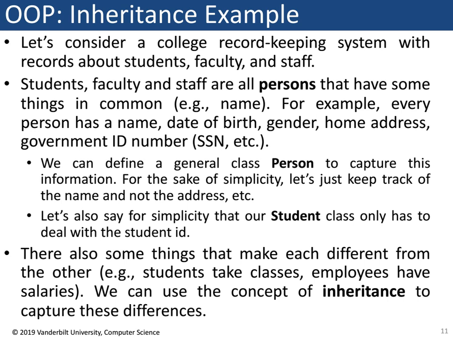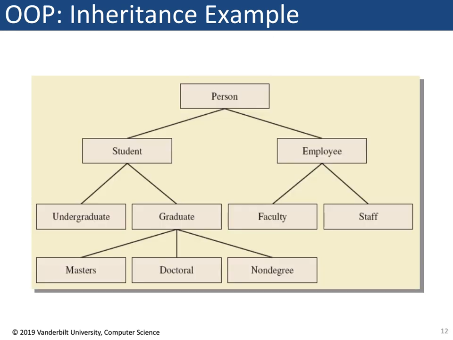So we can use the concept of inheritance to capture these differences, but be able to use the same generalized basic class called person. So our inheritance tree looks something like this. Students and employees are both persons. Faculty and staff are both employees. Undergraduate and graduate are both students. And master's, doctoral, and non-degree are all graduate students.